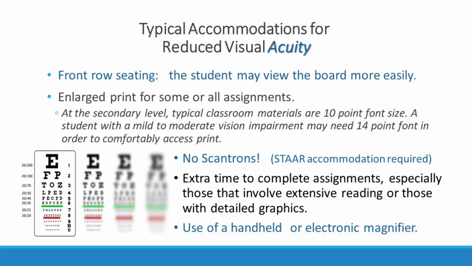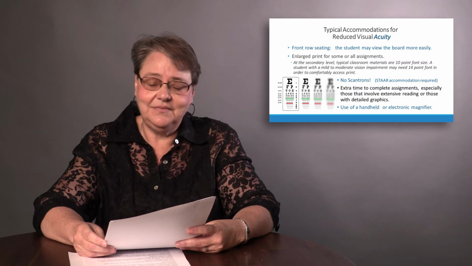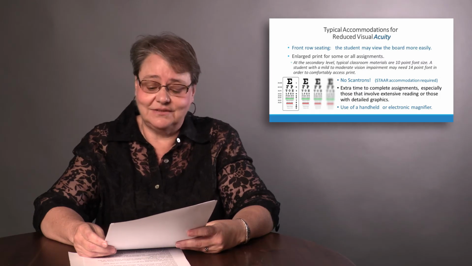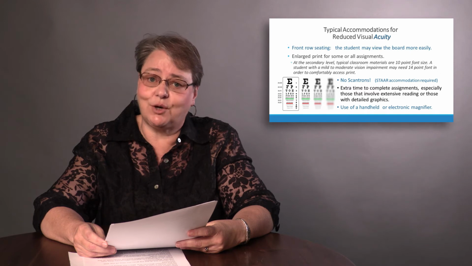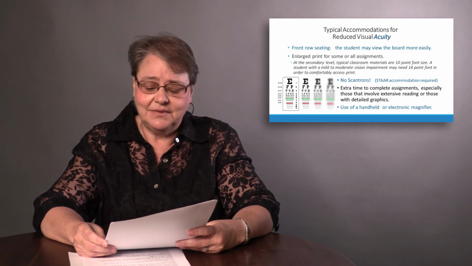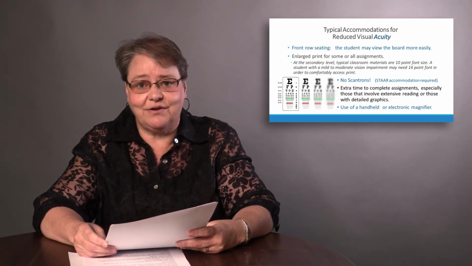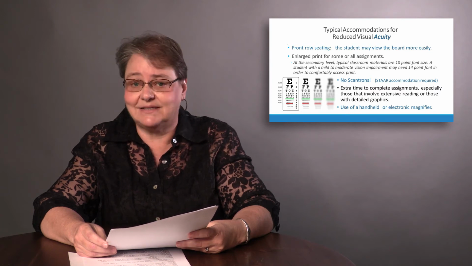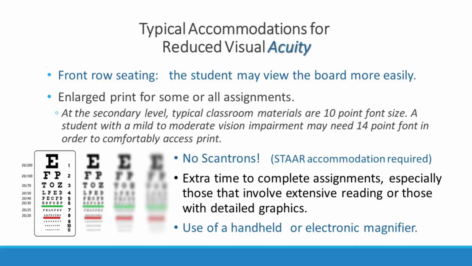The size of print may need to be greater than what is typical. Official large print documents are available for publications or are created to meet the student's needs. As a point of clarification, typical high school materials are printed in a 10-point font. A student with a mild to moderate visual disability may need 14-point font in order to access those printed materials.